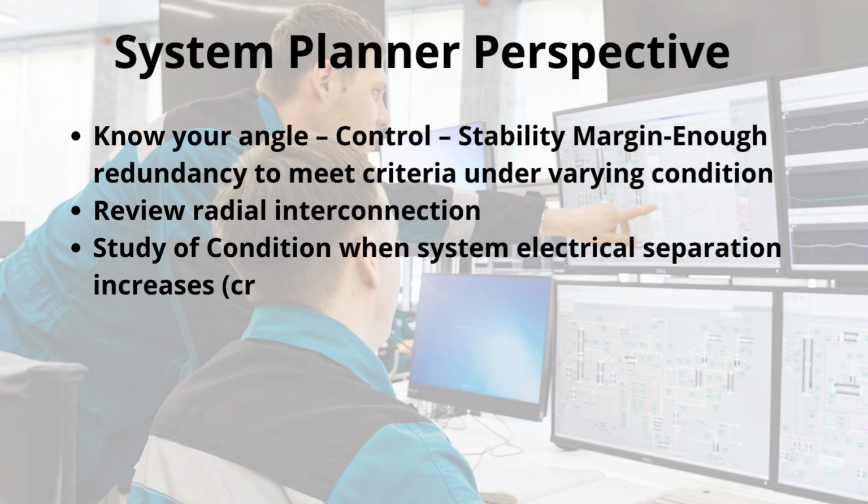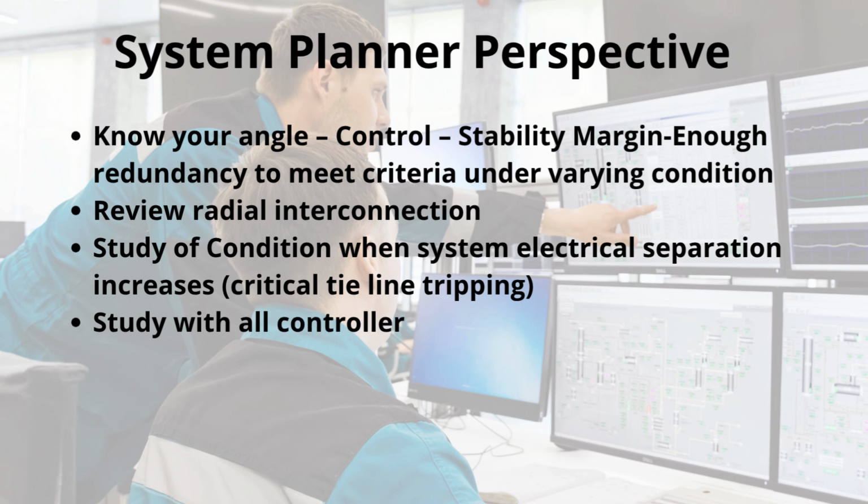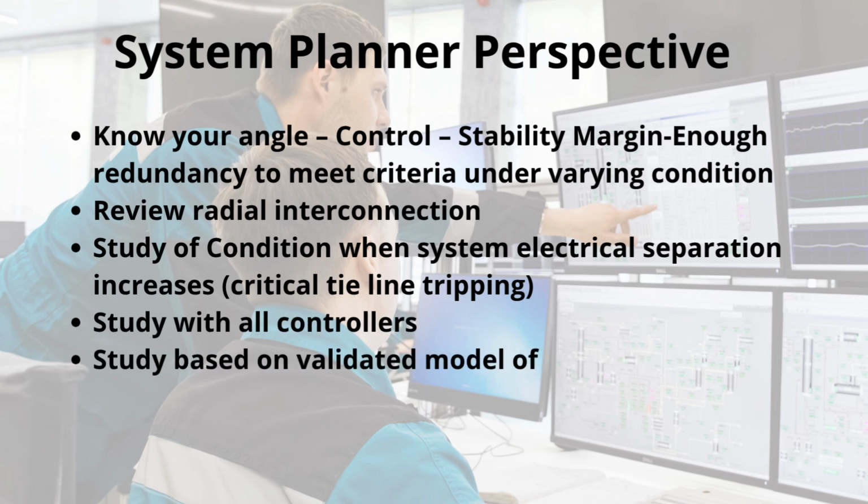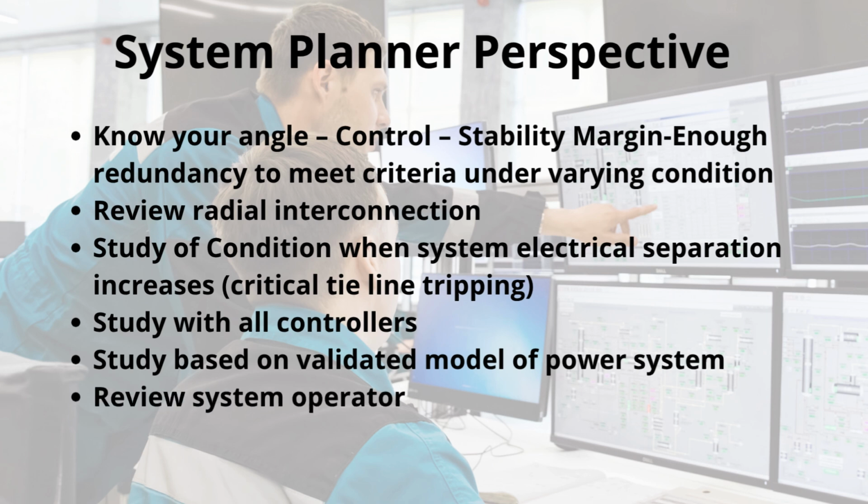They scrutinize radial connections. They study extreme scenarios. What if this major tie line between regions suddenly trips? Will the system hold together? Will angles go crazy? And they need good models for this. Very detailed, validated models, incorporating all the generator controls, the protection systems, and critically, they take that feedback from the grid operators very seriously. What angles are actually causing issues in real operation? Where are the weak points showing up? Their goal is to design a future grid that can withstand the expected stresses, with angles being a primary metric for stability.